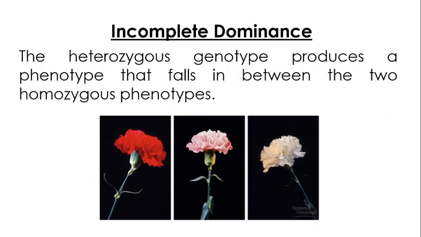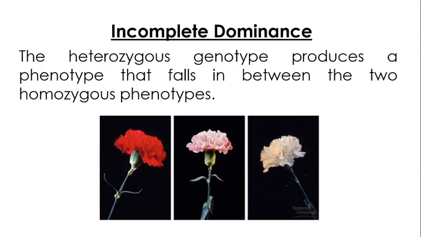In incomplete dominance, the heterozygous genotype produces a phenotype that falls in between the two homozygous phenotypes, meaning the heterozygous offspring is an intermediate of the trait of the homozygous parents. A good example of incomplete dominance is the color of flower petals. As you can see in this picture, we have here the parent flowers. We have the red-flowered plant and the white-flowered plant. So, when you cross the two, they will produce an offspring intermediate in color between the two parents, which is pink.